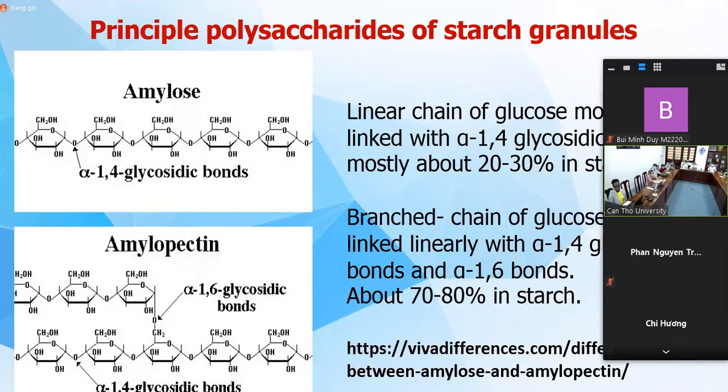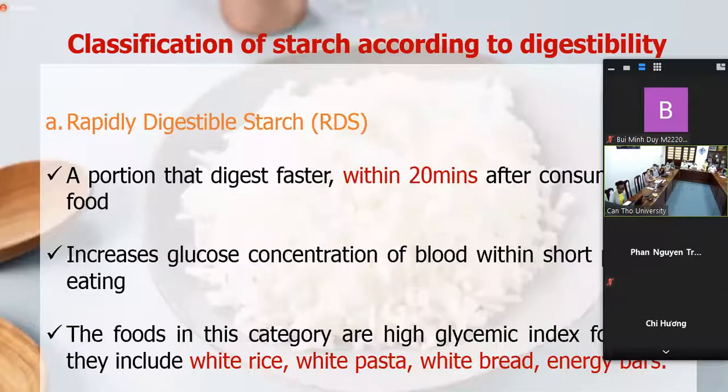Amylose is a linear glucose molecule linked with alpha-1,4 glycosidic bonds, making up about 20-30% of starch. Then we have amylopectin, which is a branched-chain glucose molecule linked with alpha-1,4 glycosidic bonds and alpha-1,6 glycosidic bonds, and it makes up about 70 to 80% of starch. Then we can categorize and classify starch in different ways. In this case, I'm going to categorize it according to digestibility.